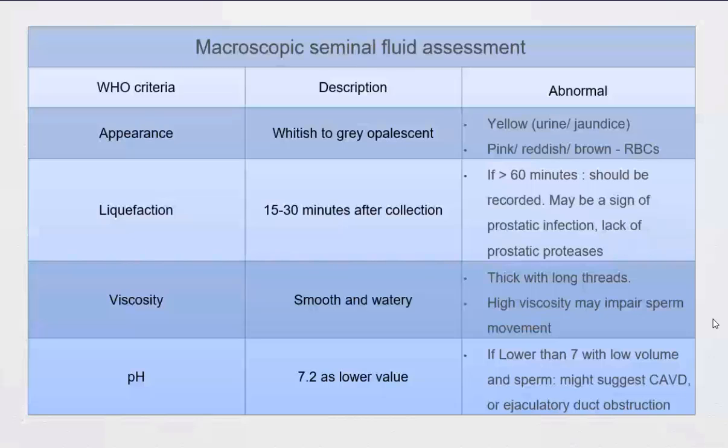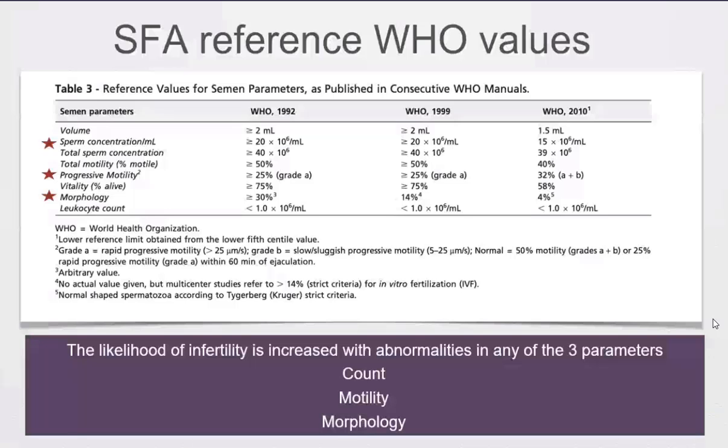It should be smooth and watery. If you have a seminal fluid specimen that appears thick with long threads, it is abnormal, and high viscosity may impair sperm movement. What about the pH? The lowest should be about 7.2. Usually it's about 7.2 to 7.8. If it's lower than 7 with low volume and sperm, this might suggest CAVD or ejaculatory duct obstruction. So we have the WHO values of SFA reference. So what are the most important components?